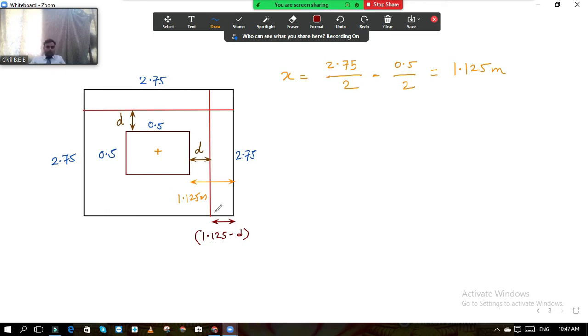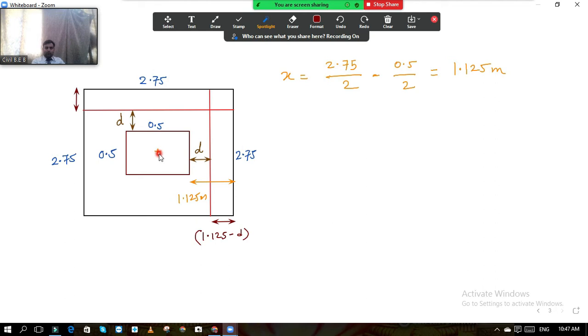Okay, now similarly, if you see for this horizontal strip, the things are also the same. This side is 2.75, that is already known to you. Now if you want to calculate this much, what is this? How do we calculate that? Again the same thing is applied over here.